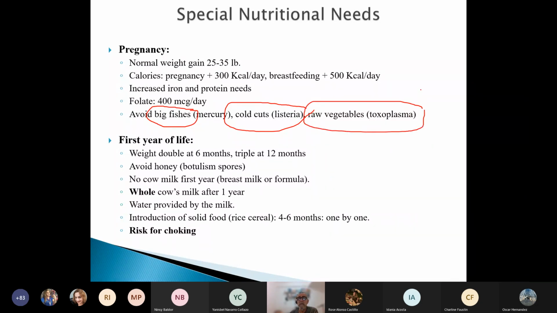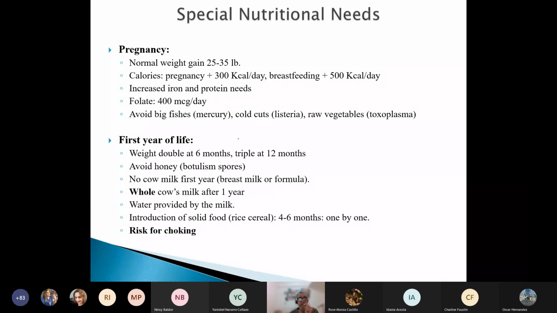She should also avoid consuming raw vegetables of no safe origin, because of the risk of incorporating the toxoplasma that is also harmful in pregnancy. Those are the issues in pregnancy. You need to be knowledgeable because it's frequently tested.